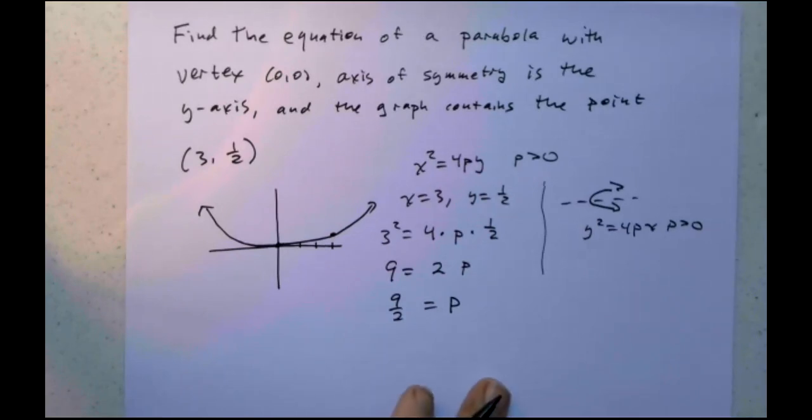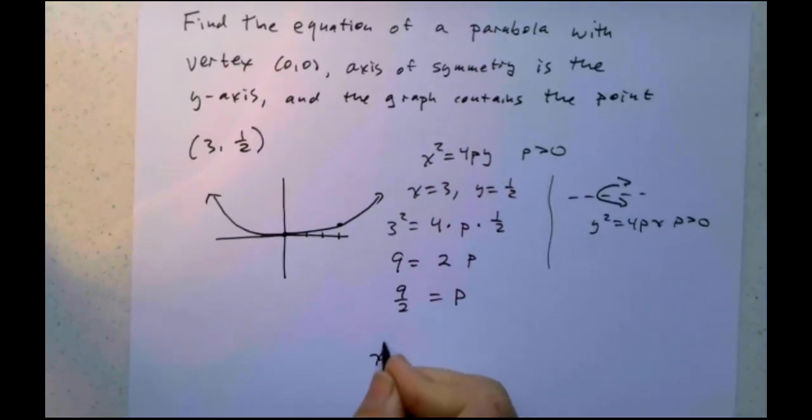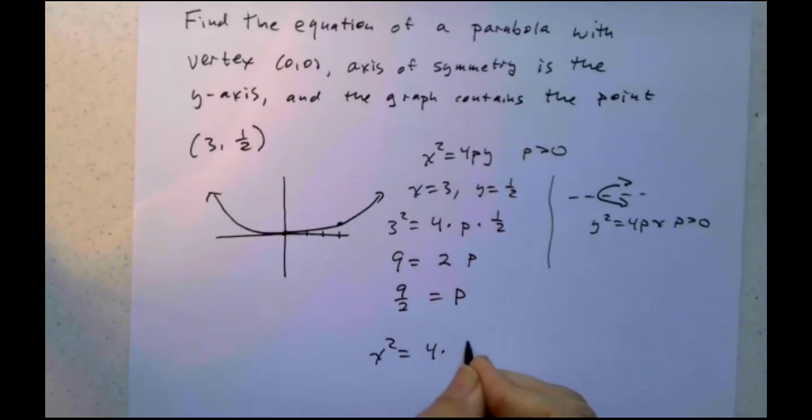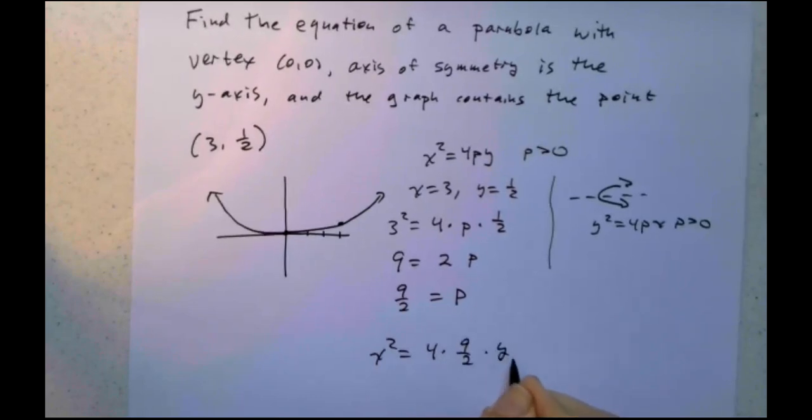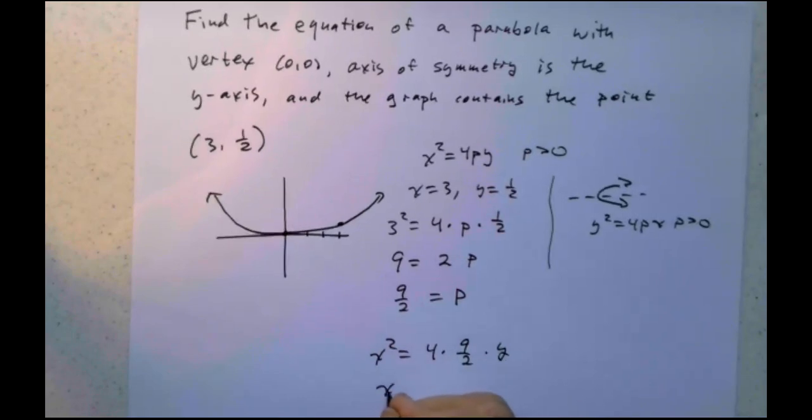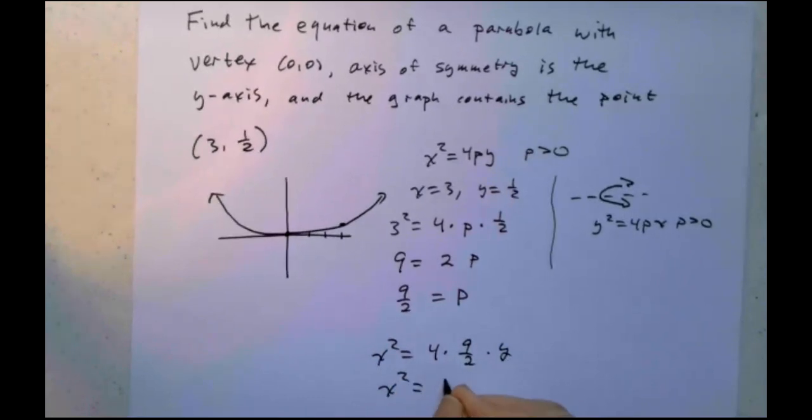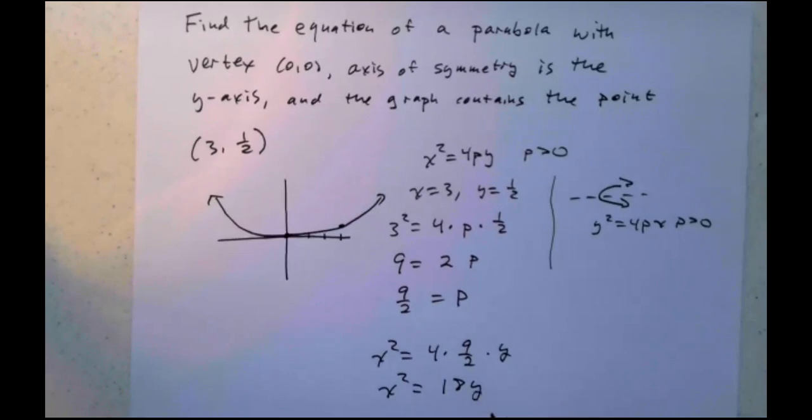9/2 equals p. So what does that give me? That gives me x squared equals 4py, x squared equals 4 times p times 9/2 times y. 4 times 9/2, I believe, is 18. So we get x squared equals 18y here.